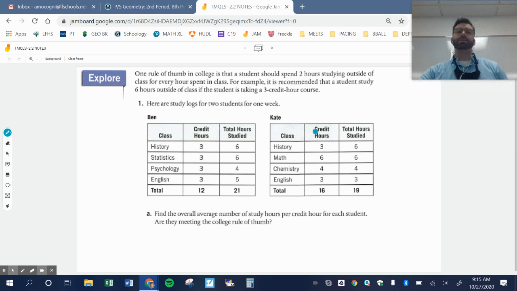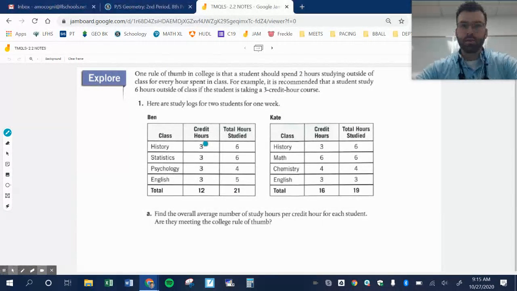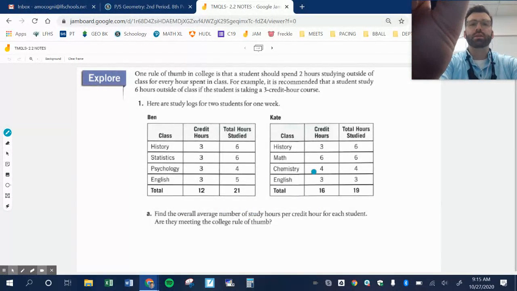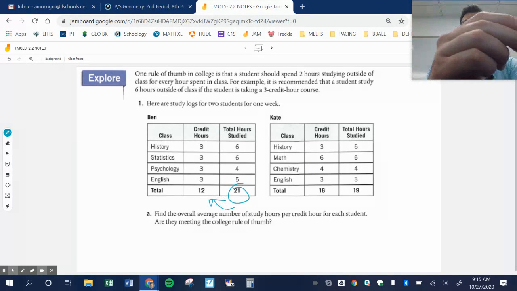Why don't you take a minute and read this problem over? Go ahead and pause it and do that. All right, so part A says to find the overall average number of study hours per credit hour for each student. So study hours per credit hour for each student.